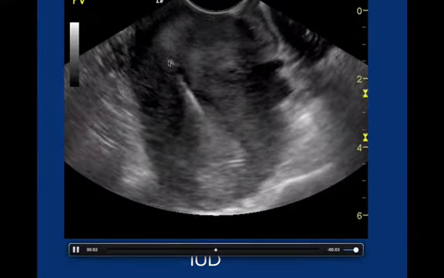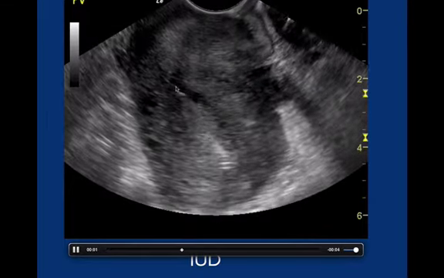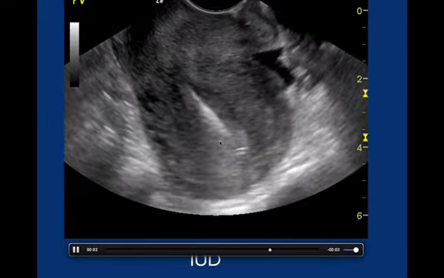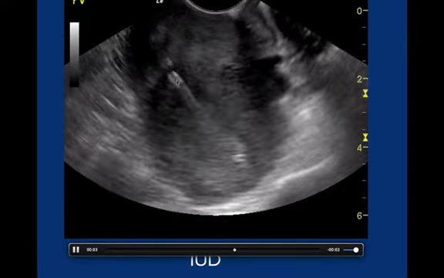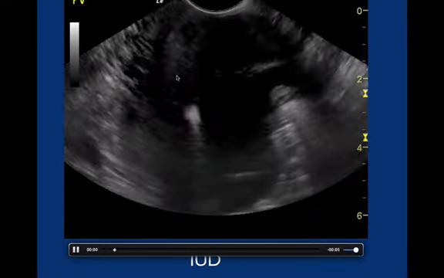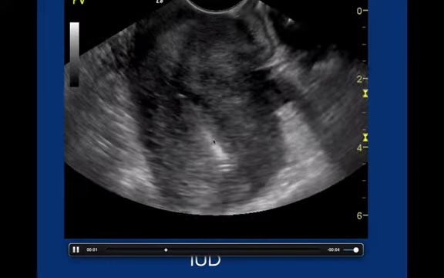Here is what an endometrium would look like if you have a foreign body or an IUD in it. You will see reverberation. This is important to recognize because a lot of times women will come in with pelvic pain or bleeding with an IUD, and you want to make sure it's in the endometrium and it hasn't migrated somewhere else.